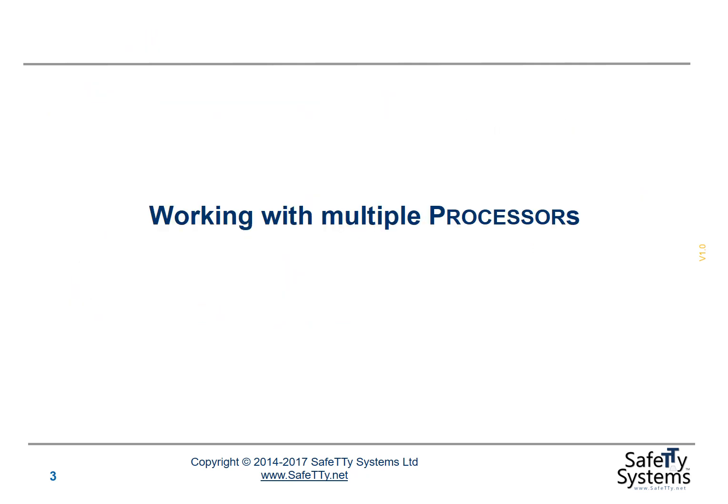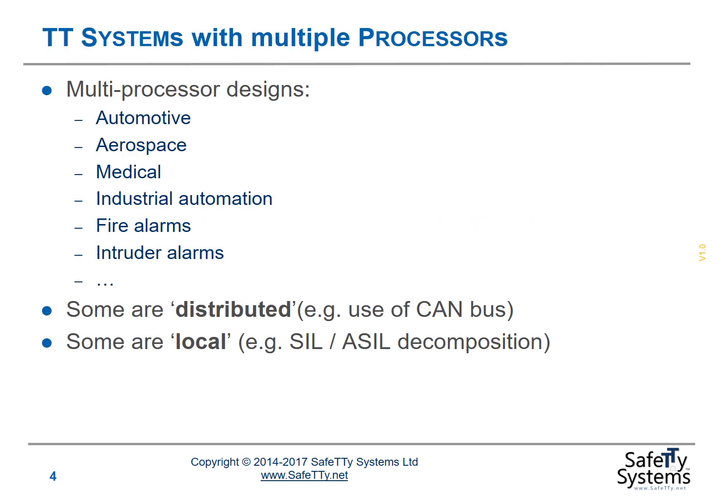Let's consider some basic material that's required when we work with multiple processors in a design. Multiprocessor designs are very common in automotive, aerospace, medical, industrial automation, fire systems, intruder alarms, etc. Some of these designs are distributed. For example, we might use a CAN bus to hook together processors at different ends of a vehicle or different ends of a factory. And some are local.